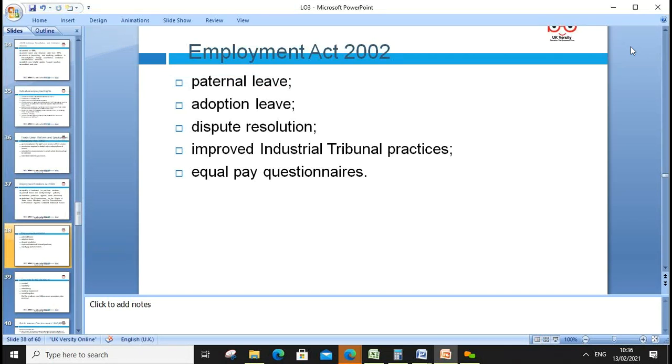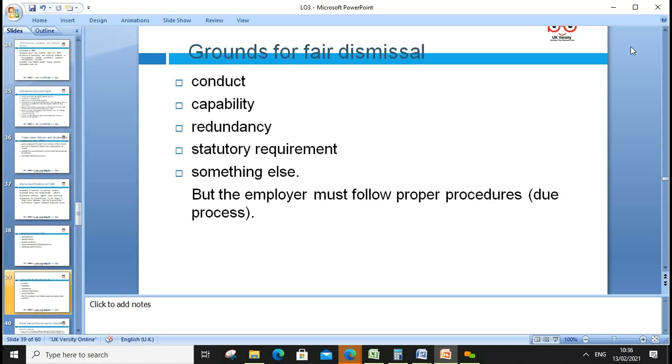What is the national minimum wage? £8.75 an hour. That's what we should pay employees. The Employment Act 2002 covers paternity leave and maternity leave.